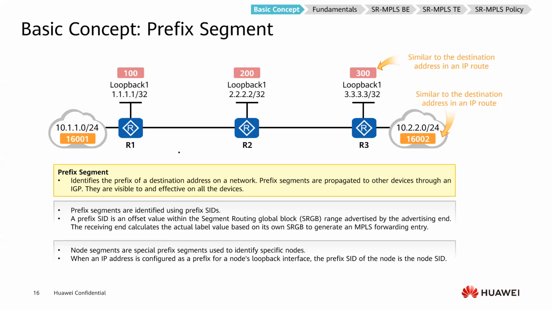Okay, so here's some example. This is a prefix segment. Here is a node segment, but a node segment is just a special prefix segment, because a node segment just means a 32-bit long root entry, and this is like a normal root entry.